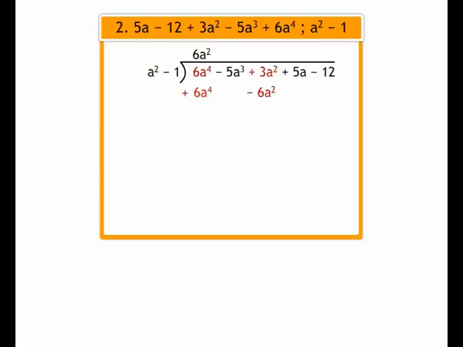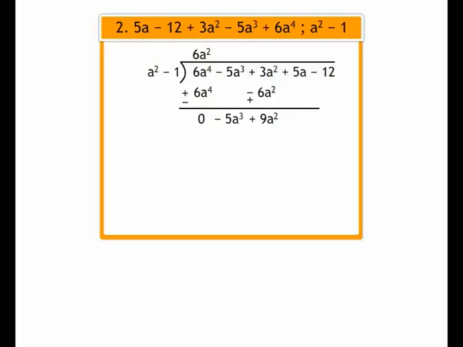Now after changing the signs of both the terms of the product, we get 0 plus 9a square. Now we shall bring the second term of the dividend down for division, that is, minus 5a cube. Thus, now our dividend becomes minus 5a cube plus 9a square.